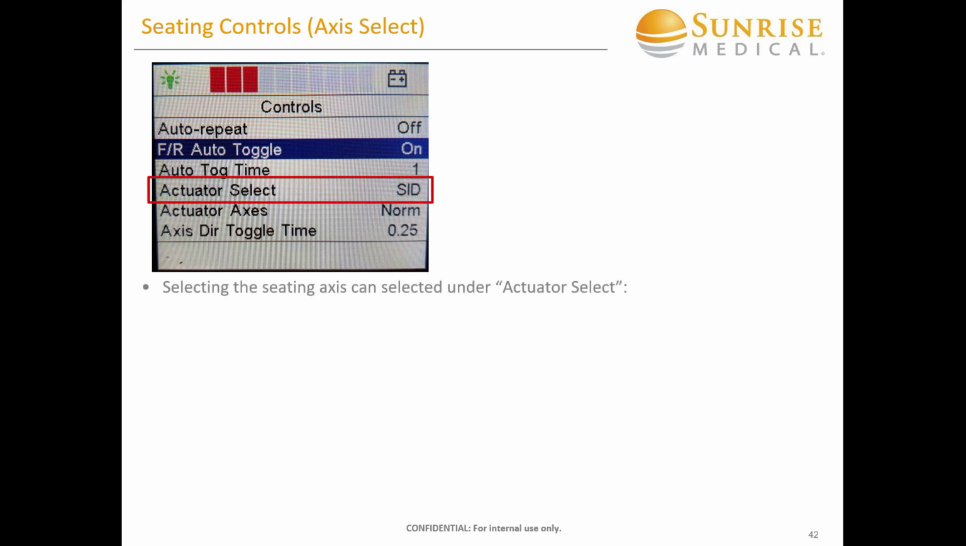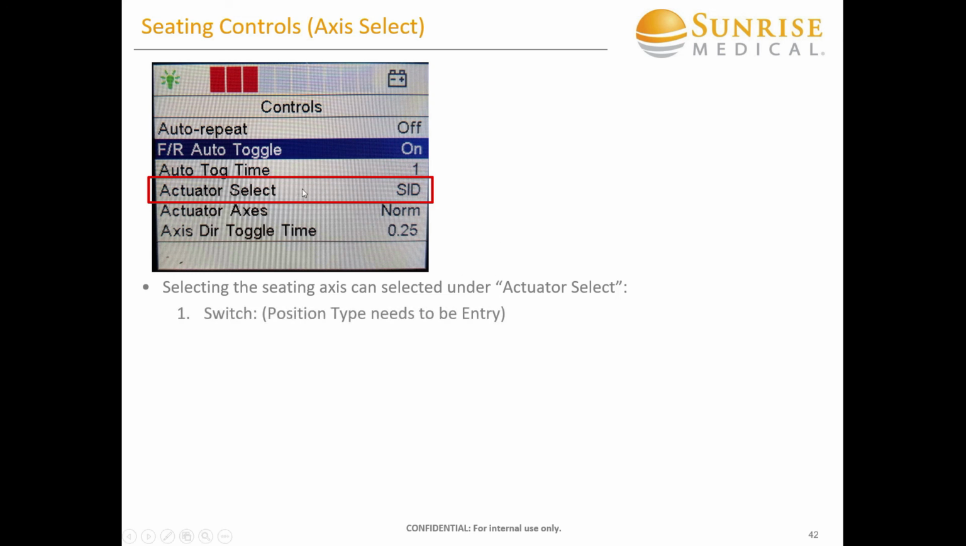The first thing we're going to do is under the controls setting, there is an actuator selection. The actuator selection is, once you get into mode 2, which is the seating mode, how are you going to select which axis you want to use? Which seating function do you want to use? And how do you select that? Well, you have a couple of options.